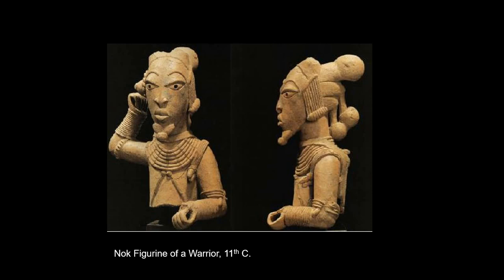But looking at these with their elaborate jewelry, bracelets, collars, and elaborate, beautiful hairstyles. These are obviously high-status individuals. This one was probably holding a spear, represents a warrior or a ruler.